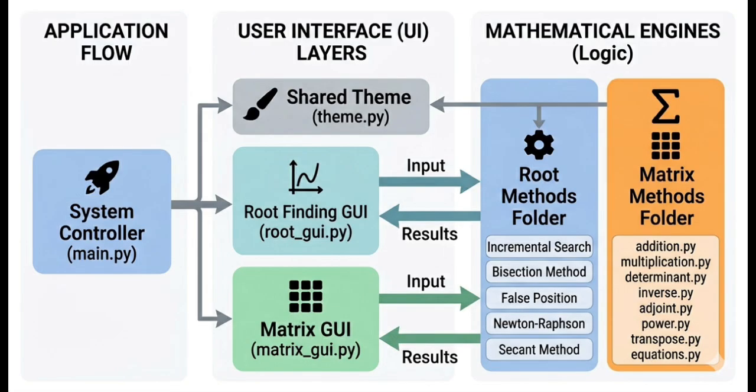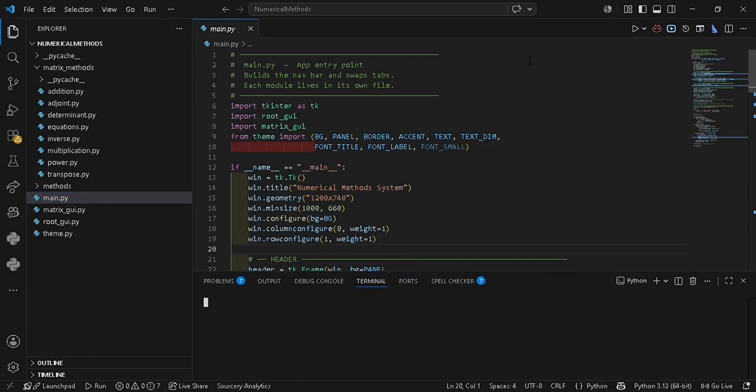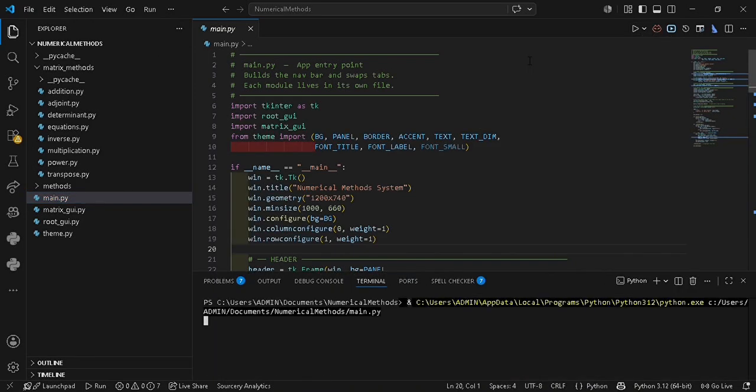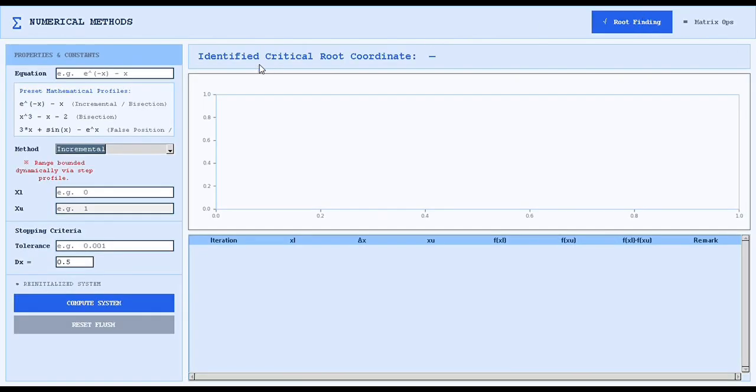Before the live demo, here is a quick visual summary of how those files connect and work together. And now let's run the Python file. As you can see, switching between the two modules is instant, just one click on the navigation bar.